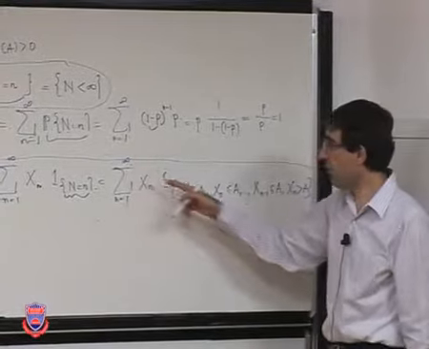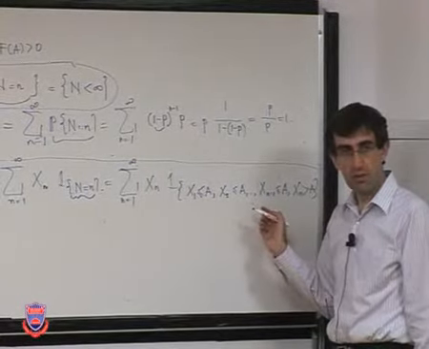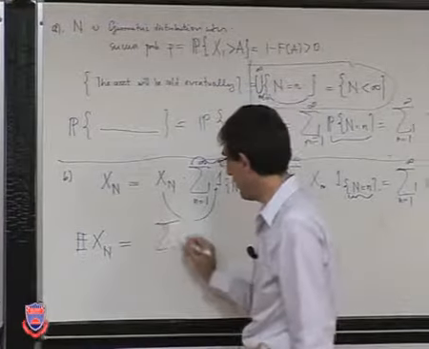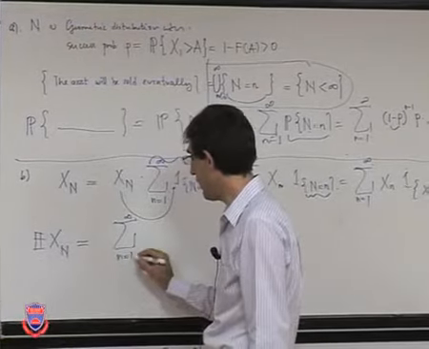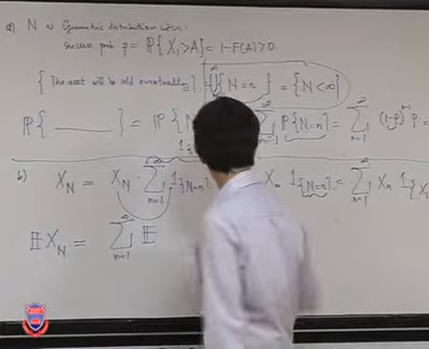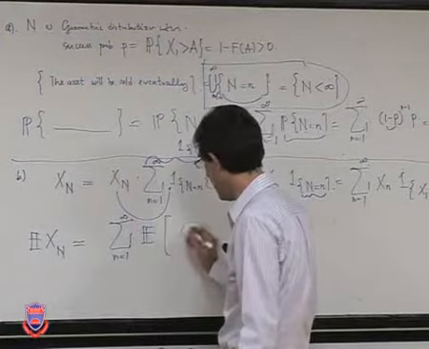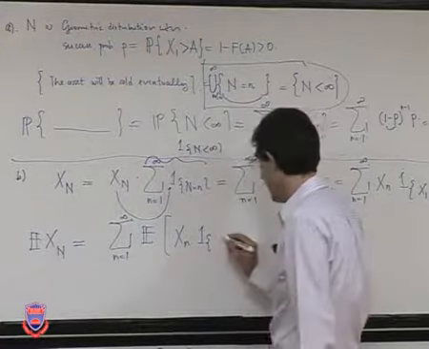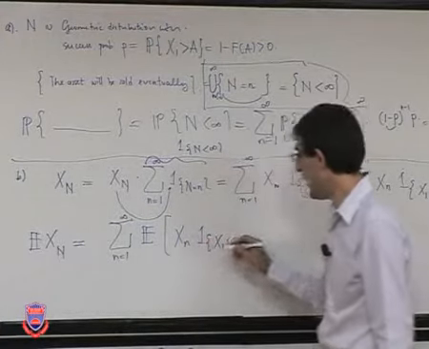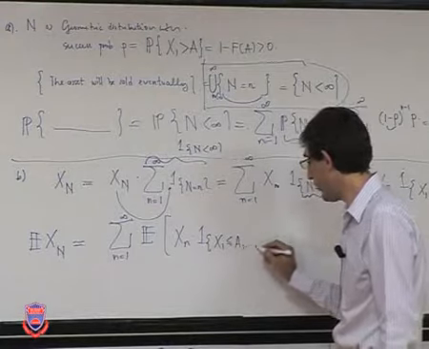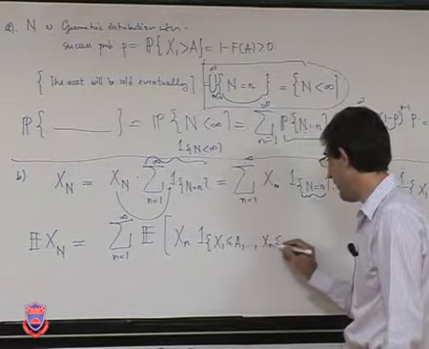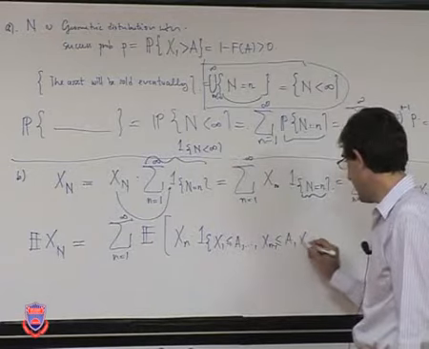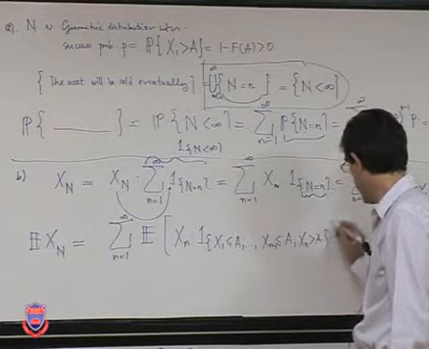But what is the sum of a bunch of random variables? The expected value of the sum is the sum of the expected values. The sum from 1 to infinity of the expected value of these guys here. So you have xn times what? The indicator of the joint event involving these random variables, right?